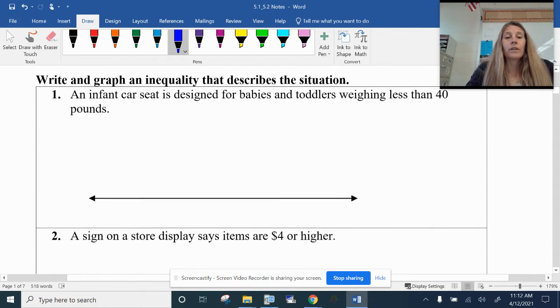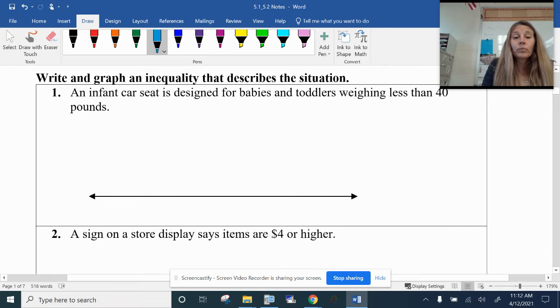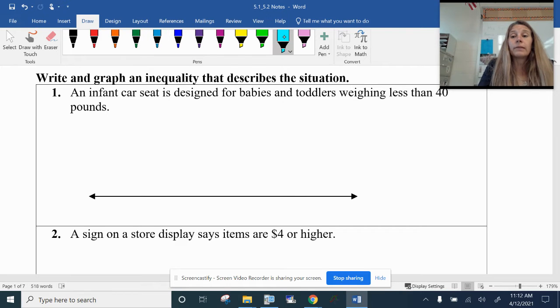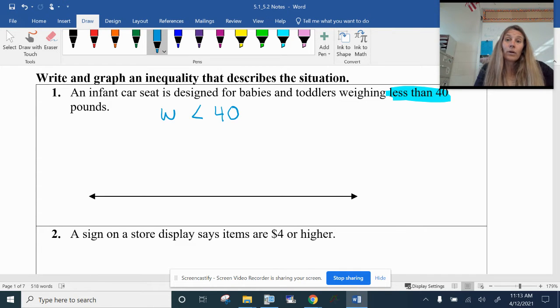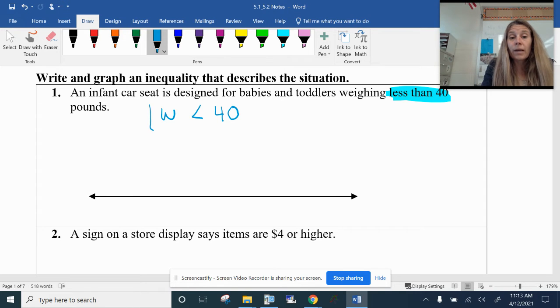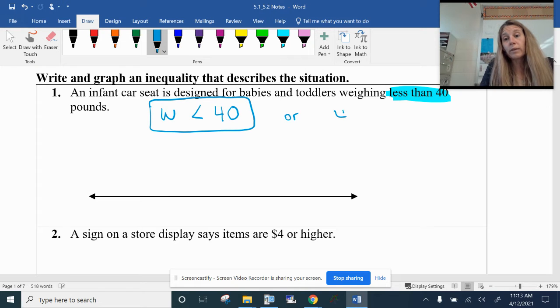So let's write and graph an inequality that describes this situation. An infant car seat is designed for babies and toddlers weighing less than 40 pounds. So the weight would have to be less than 40 pounds. And this time it's not an equal to. Once they hit that 40 or go over, they're no longer eligible for this particular seat. So this would be how you would write the inequality with the variable on the left, or the equivalent inequality with the variable on the right would be written as 40 is greater than W.